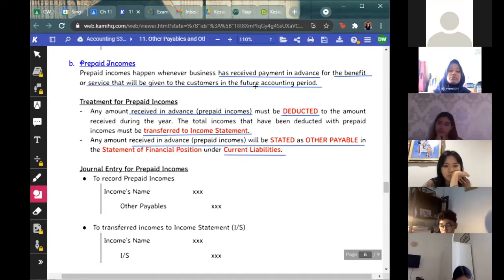Yeah. So if you are the business, you will get the money first, but you haven't given your responsibilities in terms of giving the customers benefit and service.